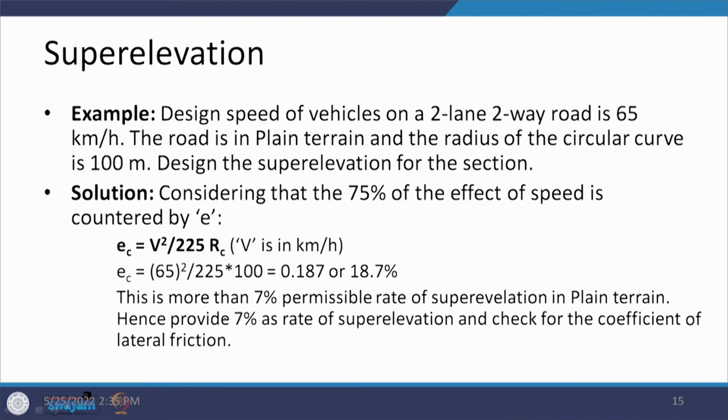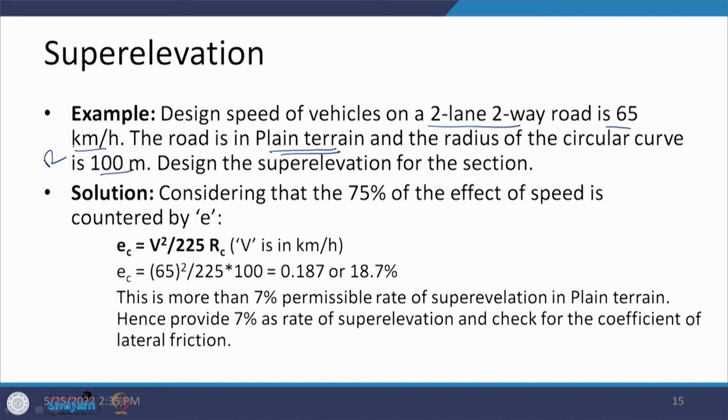Now, this is another example. In this example again we have a 2-lane 2-way road with a 65 kilometer per hour speed, plain terrain. So, E is defined as 7%, but the R is reduced further to half, as 100 meters, and let us see how things are changing in this particular case.